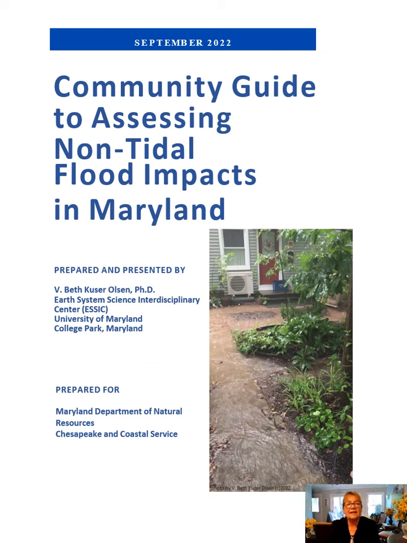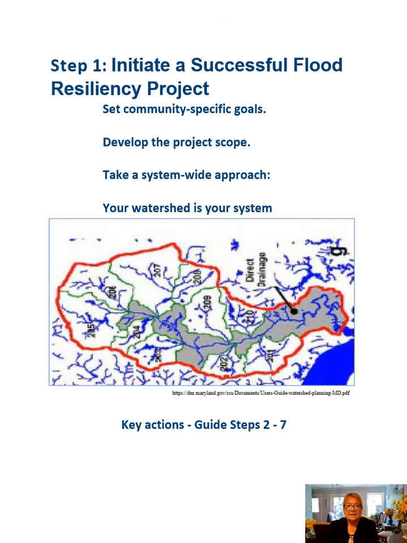So the Community Guide to Assessing Non-Tidal Flood Impacts in Maryland is designed to help communities develop a community-specific flood resiliency plan. Step one is to initiate a successful flood resiliency project by setting community-specific goals for your resiliency plan, developing the project scope, and taking a system-wide approach to the plan development. Your watershed is going to be your system. So think of a watershed as, well, locate the highest elevation and then follow that down to the lowest elevation, and all terrain within that area from highest to lowest elevation will be your watershed. And choose a watershed that is the appropriate size for your community.